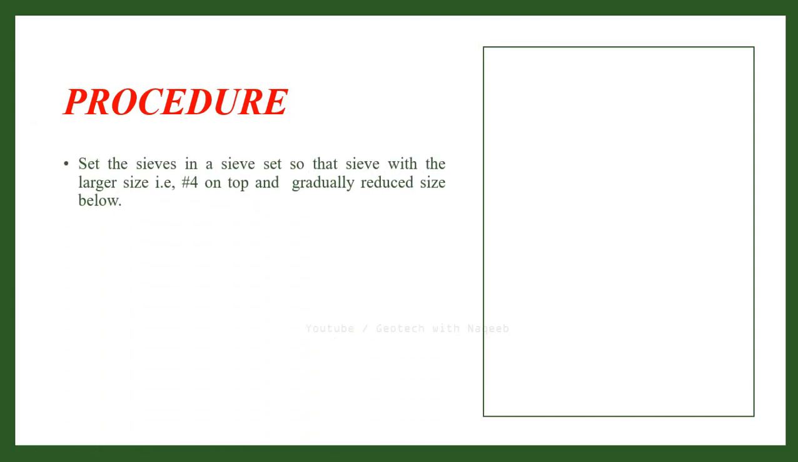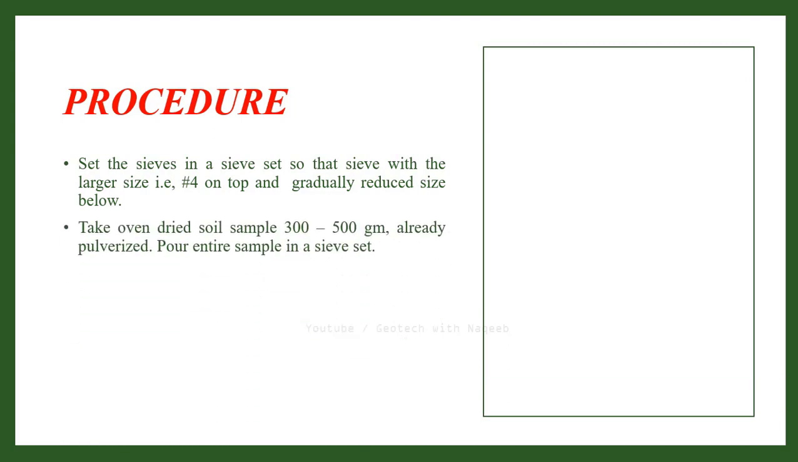And then the procedure, how we perform the sieve analysis test. The first step is to set the sieves in a sieve set so that the sieve with the larger size, usually sieve number 4, is on top, and then the sizes gradually reduce below: number 4 sieve on top, then number 10, then number 16, and so on.